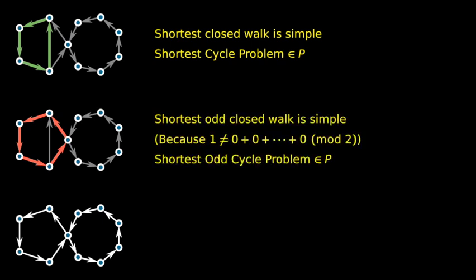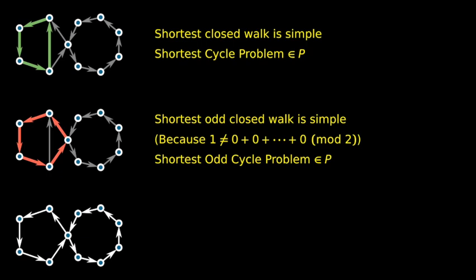Maybe less obviously, this argument extends to the odd case. Indeed, a shortest odd closed walk is also simple, and this relies on a parity argument. An odd number can't be decomposed into a sum of even numbers.